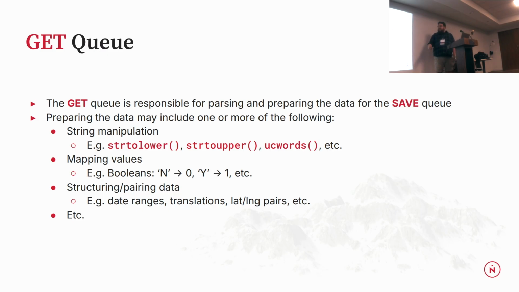So let's say you have a lat long pair. Those are coming in two different columns. We want to combine those in a little array. Maybe it's a date range. Maybe it's a smart date range. Shout out to Martin. Maybe it's translations, right? So we need to prep that because they're all going to be coming in separate columns. So we want to pair those, bundle them up, make them look pretty for when we're ready to go.